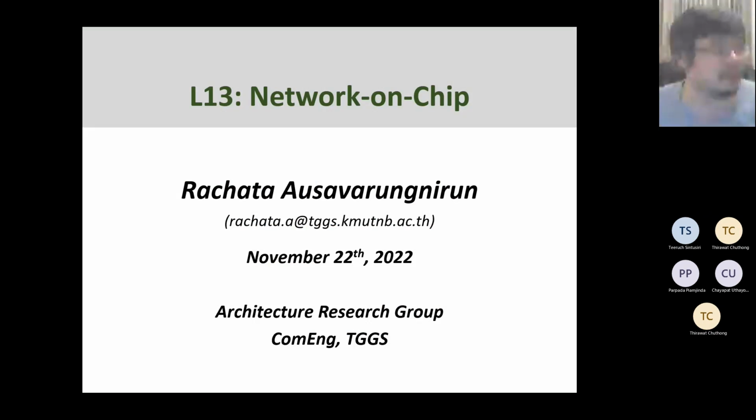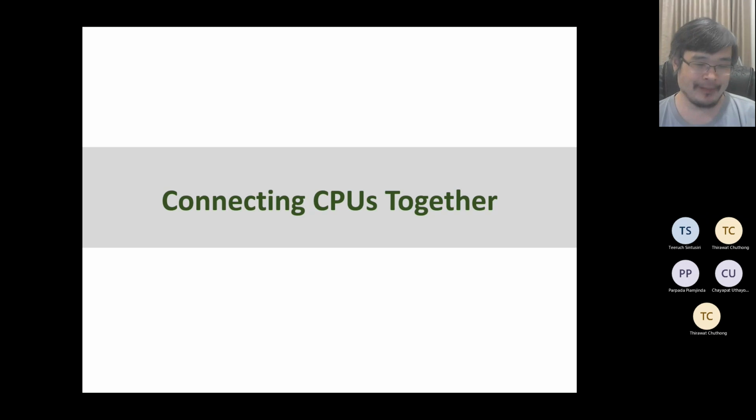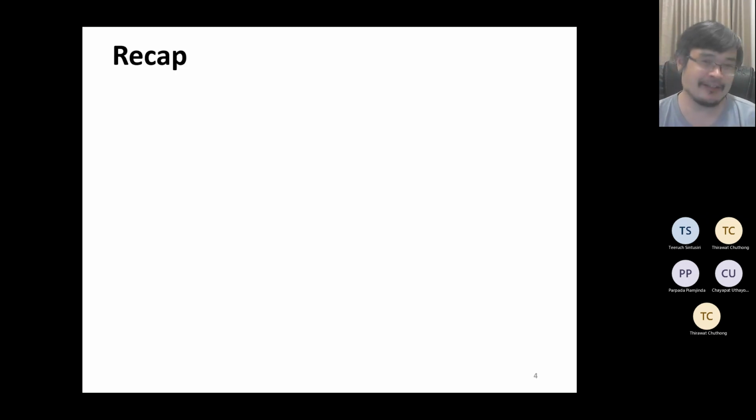All right. So today is basically the last topic that we'll cover. It has to do with what happened when we start to have more processing cores on the chip, right? And the topic is called network on chip. This is basically about how do you connect CPUs together, right?